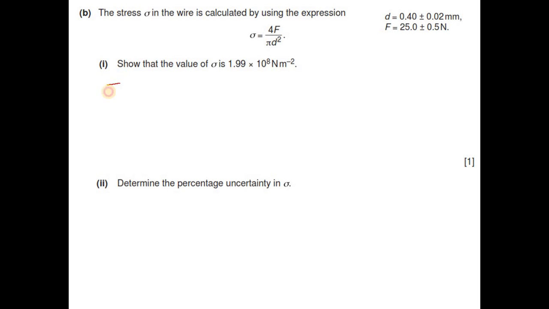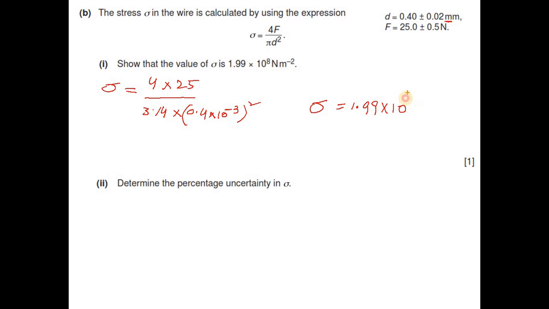That means sigma is equal to 4 times F, which is 25, divided by pi, which is 3.14, into D square, and D is 0.4, but remember, don't forget this milli, so 0.4 times 10 to the power minus 3. This is diameter, but we need to square it. When you use your calculator and simplify, sigma would be equal to 1.99 times 10 to the power 8 Newton meter minus 2. This is the required value.